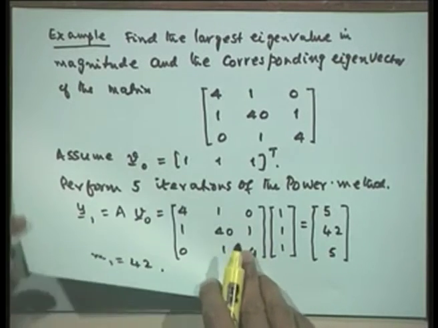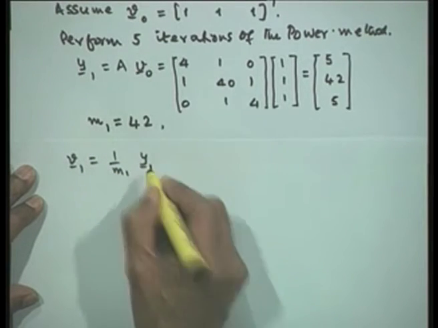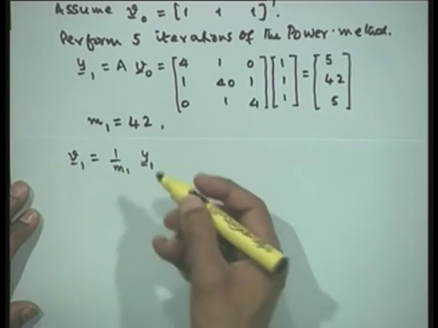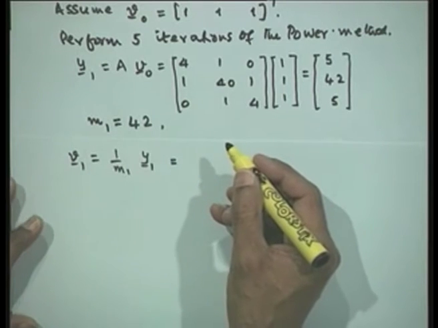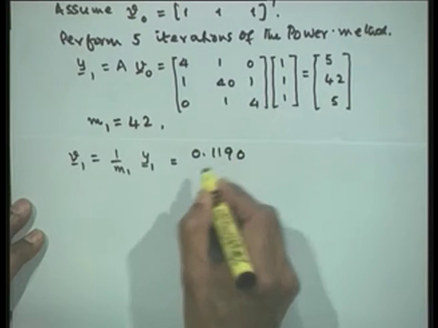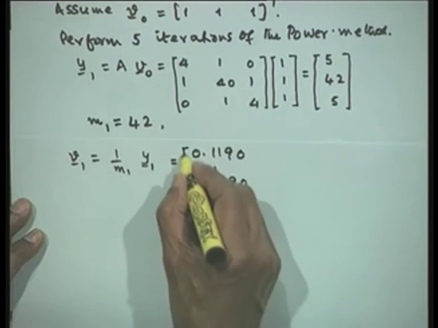Therefore, V 1 is 1 upon m 1 of y 1. So, we have to divide this by the largest element in magnitude. That will give me 5 by 42. Let us divide it out. I will give the value of this, that is 0.1190, 1, 0.1190.